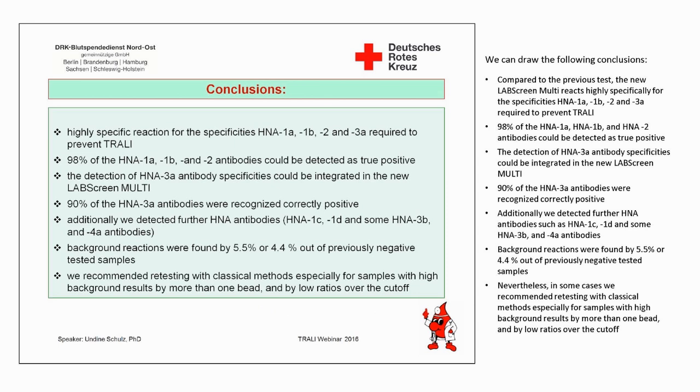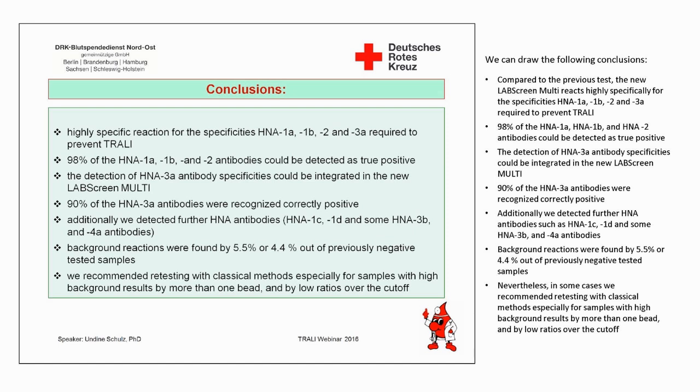We can draw the following conclusions. Compared to the previous tests, the new LABScreen Multi reacts highly specific for the specificities HNA1A, 1B, 2, and 3A, required to prevent TRALI. 98% of the HNA1A, HNA1B, and HNA2 antibodies could be detected as true positive. The detection of HNA3A antibody specificities could be integrated in the new LABScreen Multi. And 90% of the HNA3A antibodies were recognized correctly positive.